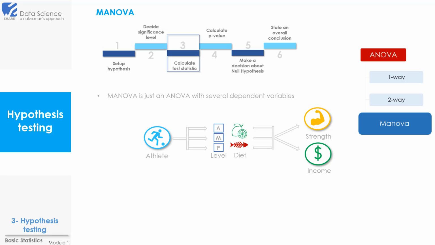Again, the procedure remains the same. We will first calculate the F statistic and then follow the rest of the steps. So that is how you conduct Manova test. Now there are other hypothesis tests as well, but they are beyond the scope of this module and are not required at this point.